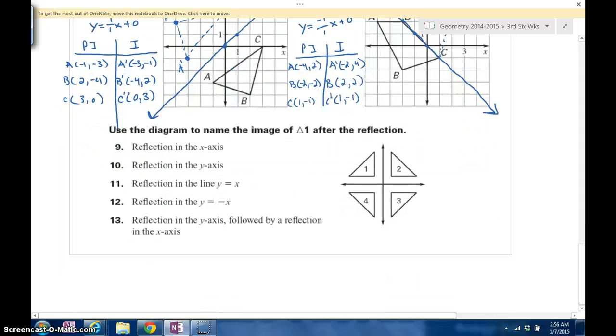Alright, so here's a common one. This one you just kind of have to eyeball and picture the line of reflection and see what the shape would look like when you reflect it. So if you reflect triangle 1 across the x-axis, which triangle will it be? If we reflect triangle 1 about the x-axis, we get triangle 4. If we reflect triangle 1 across the y-axis, we get triangle 2.